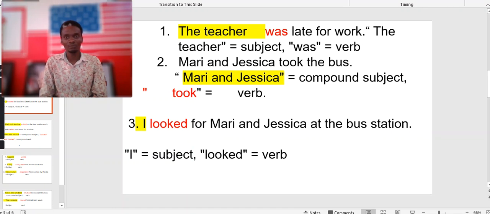Mary and Jessica took the bus. So Mary and Jessica, two nouns in one sentence, working together. So we say it is a compound subject. We call it subject because it performs an action. If a person or thing performs an action, we say the performer of the action is called a subject, while the receiver is called the object. I looked for Mary and Jessica at a bus station. I, subject. Looked is your verb here.